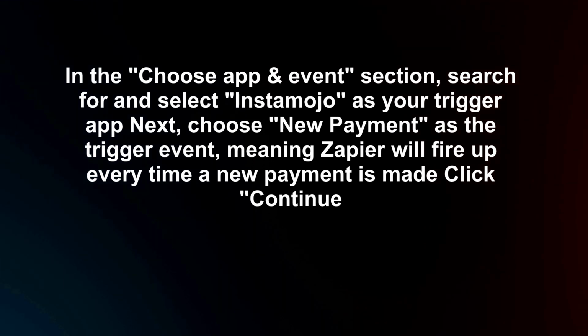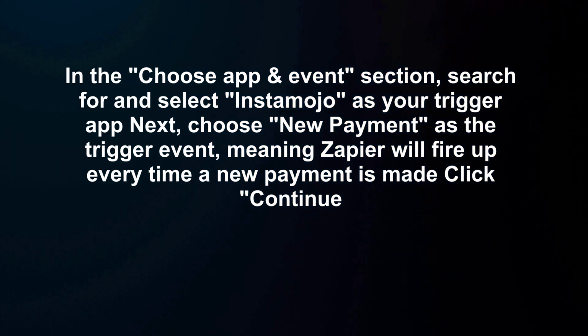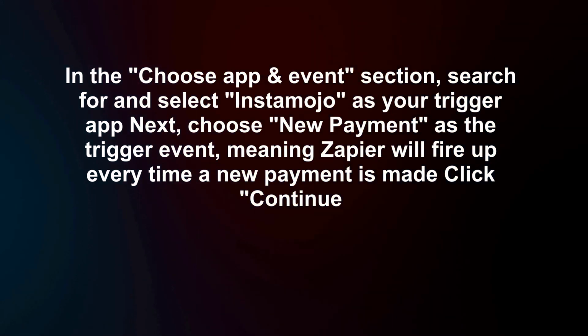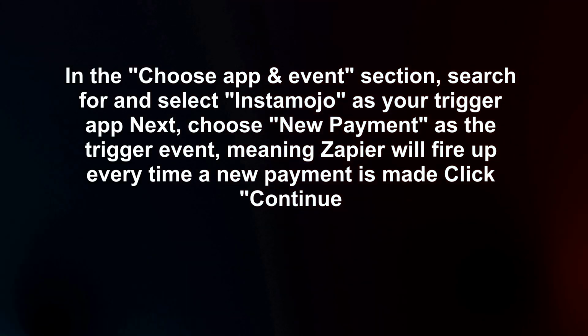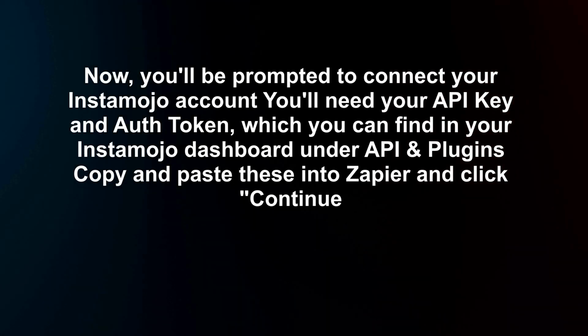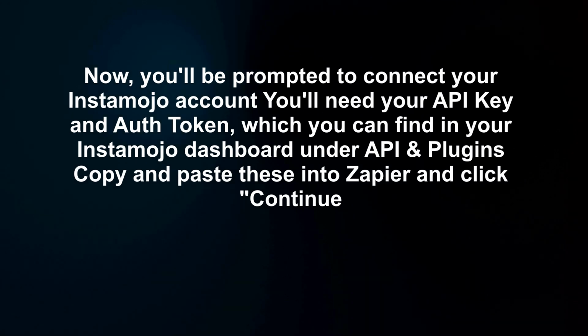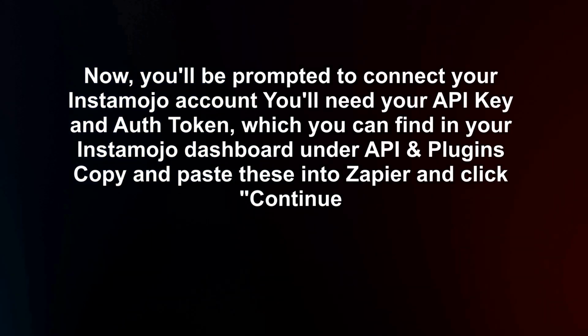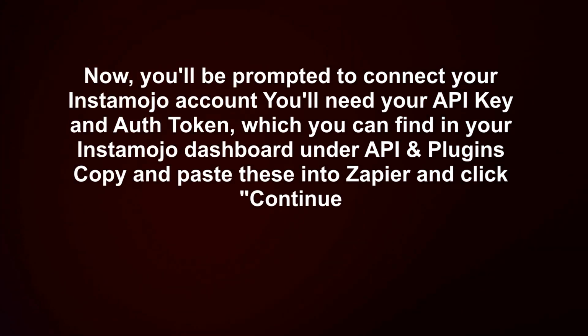In the Choose App and Event section, search for and select Instamojo as your trigger app. Next, choose New Payment as the trigger event, meaning Zapier will fire up every time a new payment is made. Click Continue. Now, you'll be prompted to connect your Instamojo account. You'll need your API key and auth token, which you can find in your Instamojo dashboard under API and Plugins. Copy and paste these into Zapier and click Continue.